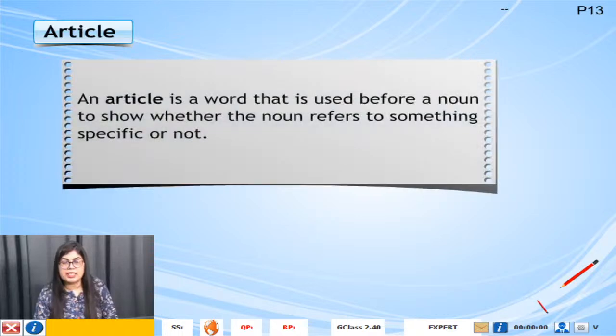An article is a word that is used before a noun to show whether the noun refers to something specific or not. If you're using a dog, are we talking about a specific dog or a dog in general? Yes, in general. If we use an apple, are we generalizing or talking about a specific apple? Yes, we are generalizing. But when we use the dog with a long tail, are we talking about a specific dog? Yes, we are talking about a specific dog. Very good.